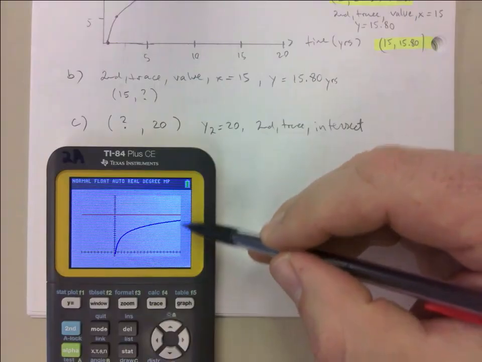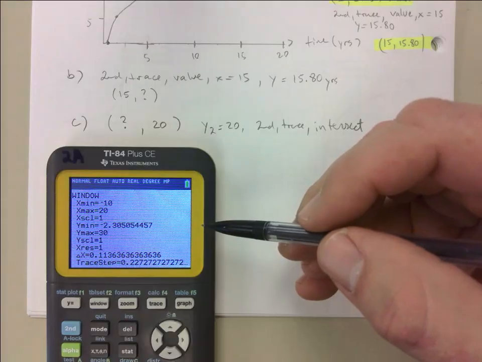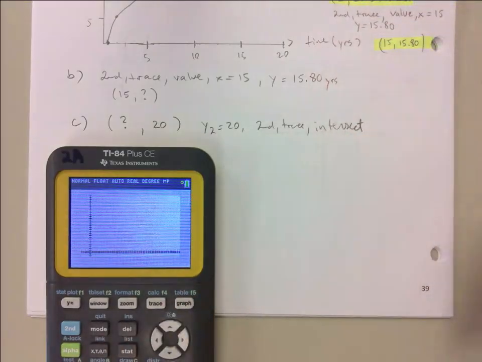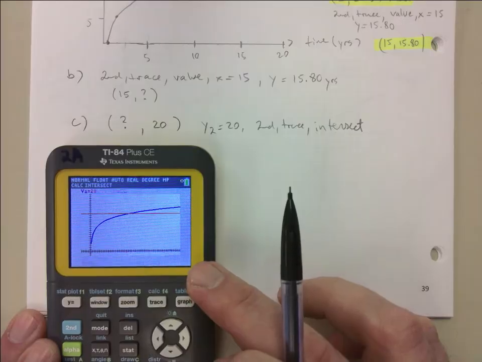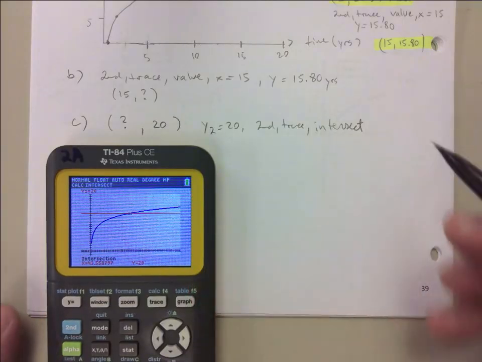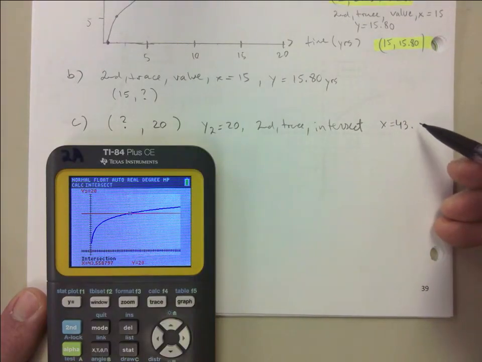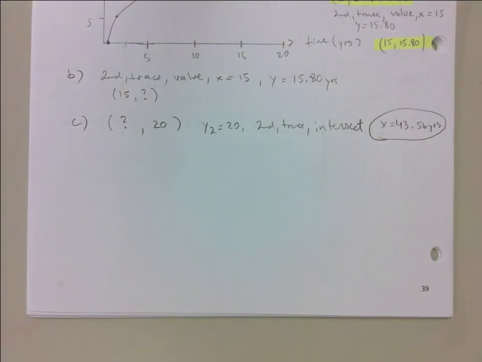I think the easiest way is to just chase the curve. We're going to increase our X max to, I don't know, 100. It might be overkill, but it's still all right. You see everything. So let's find that intersection. Second trace, intersect, enter, enter, enter, and there we go. X is equal to 43.56, rounded, 56 years. You got it.